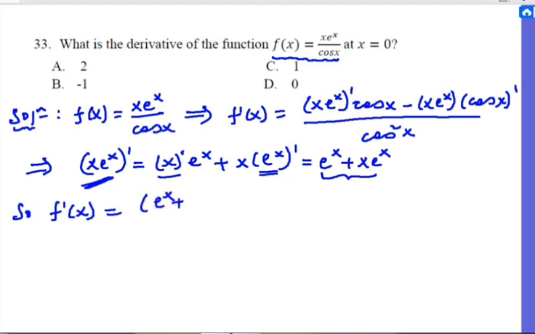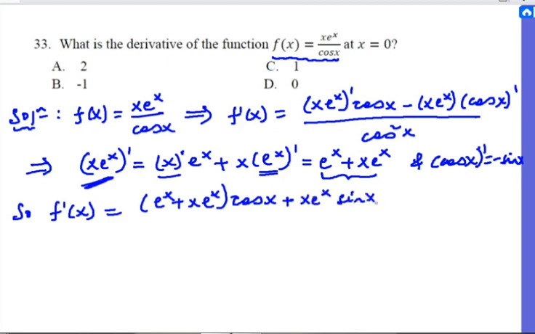e to the power of x plus x times e to the power of x, times cosine of x, minus, here we also have cos derivative. Cos derivative is minus sin x. Okay, derivative of cos is minus sin x. Therefore, in place of cos derivative, substitute minus sin x. So this sign becomes plus x times e to the power of x times sin x over the square of the cos value. So this is our derivative.